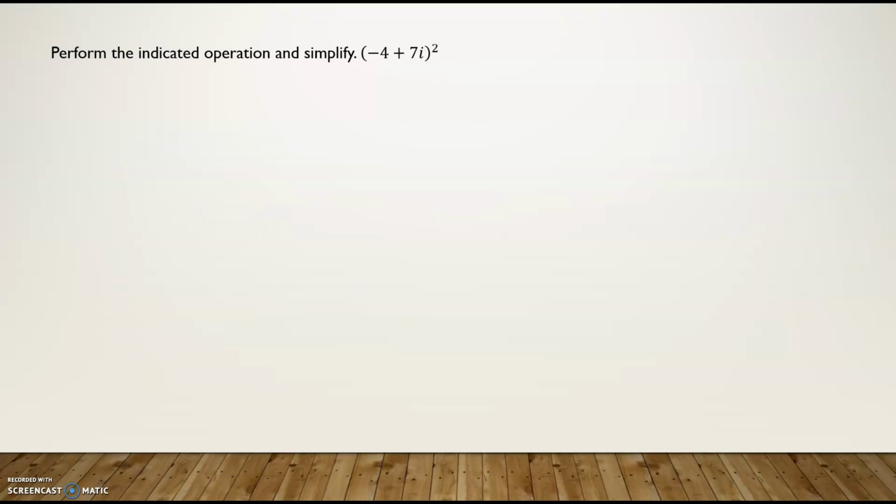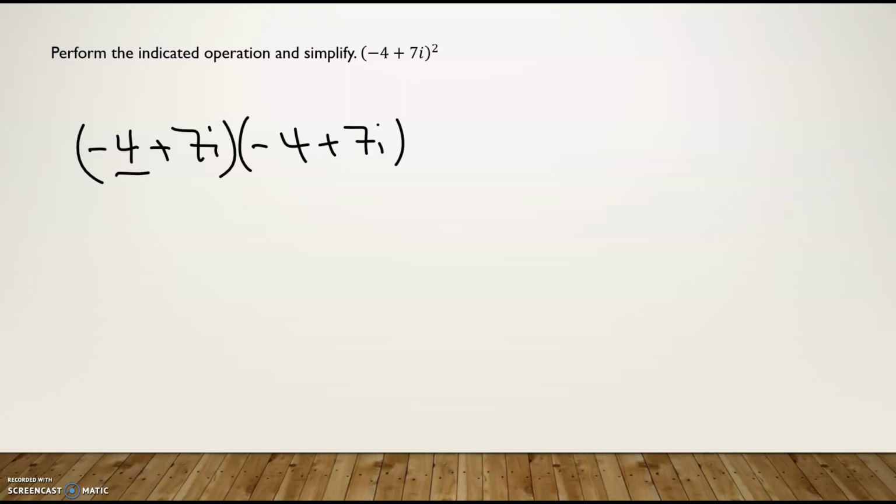Now let's look at this one. Negative 4 plus 7i squared. So that's the same thing as saying negative 4 plus 7i times itself twice. Negative 4 plus 7i. So I'm going to take this negative 4 here and distribute to this negative 4 and this 7i. So negative 4 times negative 4 will give me positive 16. Negative 4 times that 7i will give me negative 28i.